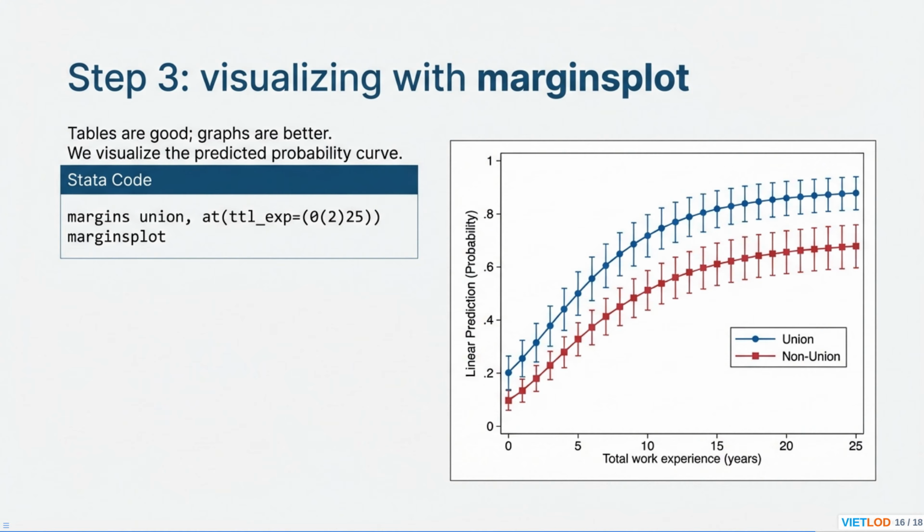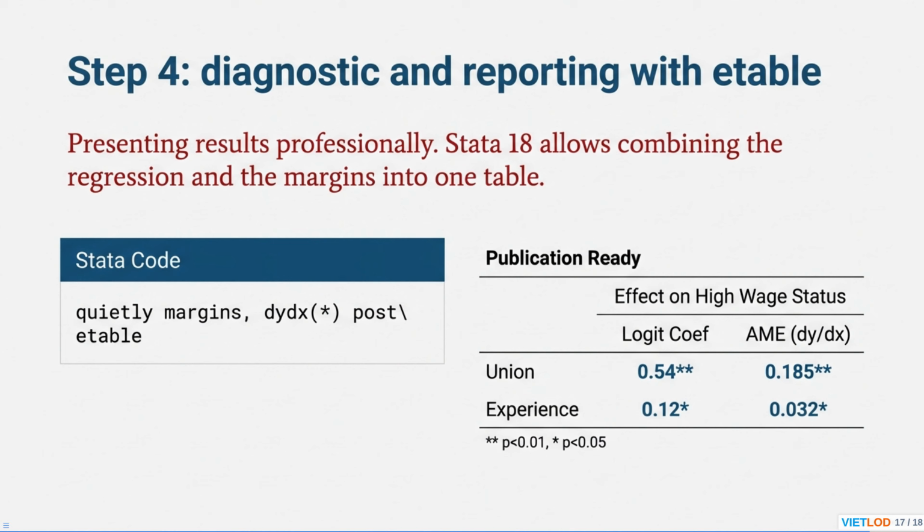The graph clearly shows the predicted probability of being a high earner against total work experience. We can immediately observe 2 key findings. Union members consistently have a higher predicted probability of being high earners across all experience levels, and for both groups, the probability increases with experience, but at a diminishing rate, eventually flattening out. This visually reinforces the nonlinear effect of experience we discussed earlier.